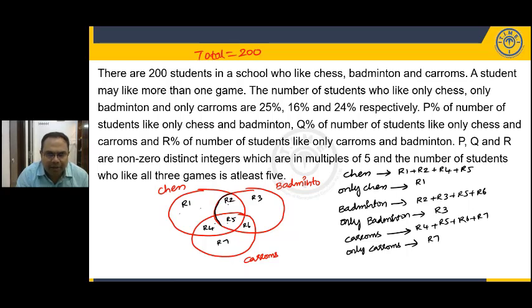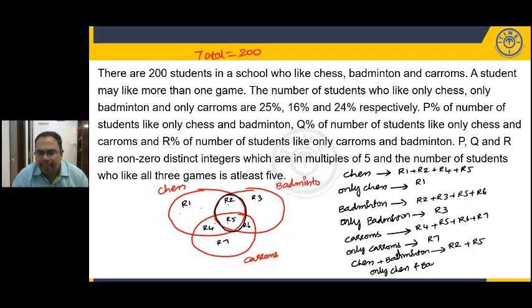R2 and R5 together. R2 plus R5 is chess plus badminton. R2 plus R5. Only chess and badminton. R2. If you look at R2, this is only chess and badminton.